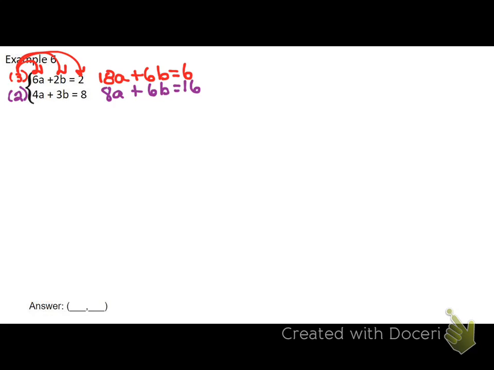From here, I've already decided I'm going to eliminate the b's. So I have to determine if I'm going to add or subtract these equations in order to eliminate it. Now that's step 2 from your notes. So if I have positive 6b plus 6b, if I add those, it's going to be 12. So I'm going to have to subtract in order to eliminate. So the operation I'm going to use is subtraction. So here I have 18a minus 8a. That's going to get me 10a. Then I have positive 6b minus 6b, which eliminates. And then I have 6 minus 16, which is going to get me to negative 10.